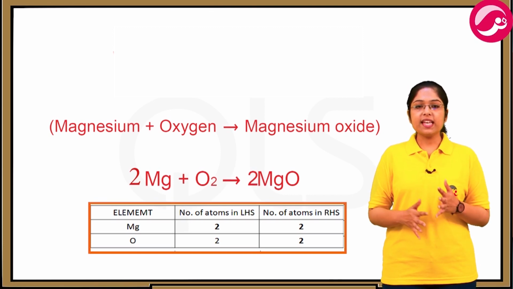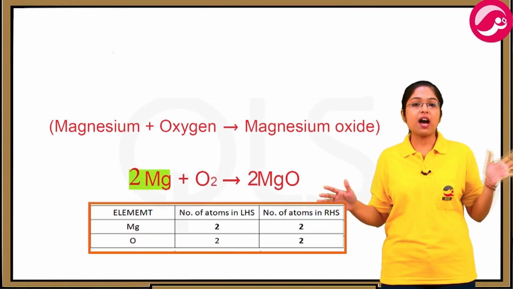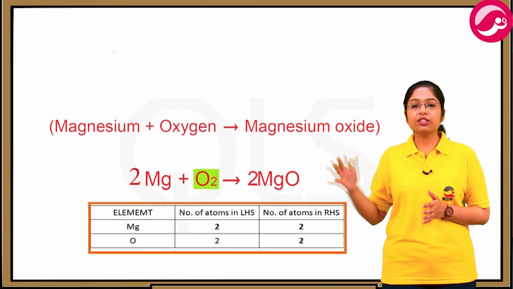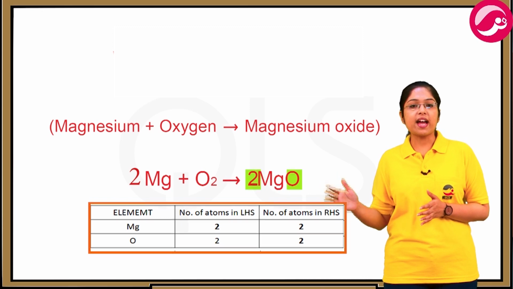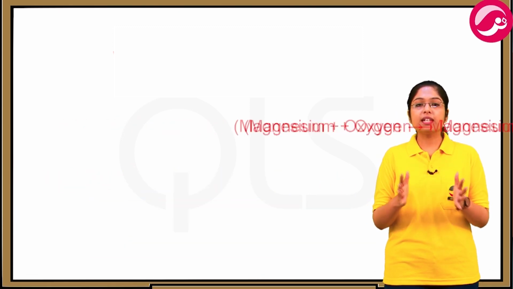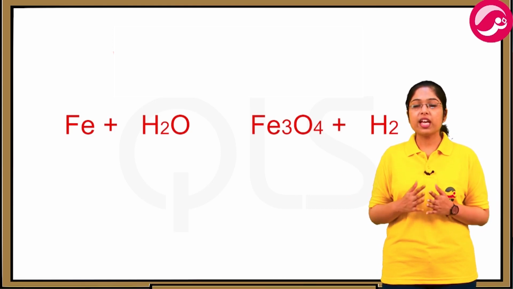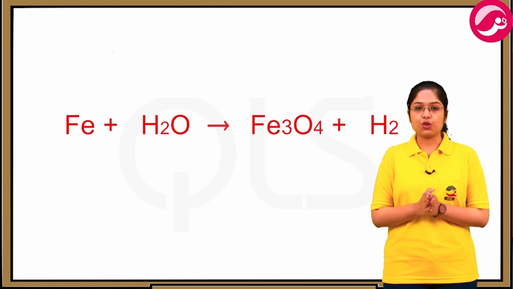Now, you can see that LHS में magnesium के 2 atoms है and so is in RHS. Similarly, oxygen के भी 2 atoms है in LHS and in RHS also. Now, let's take a bigger and complex equation. Fe plus H2O gives out Fe3O4 plus H2.